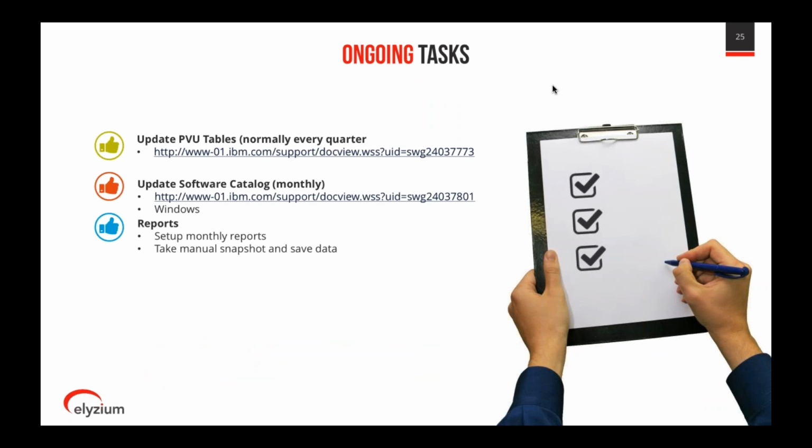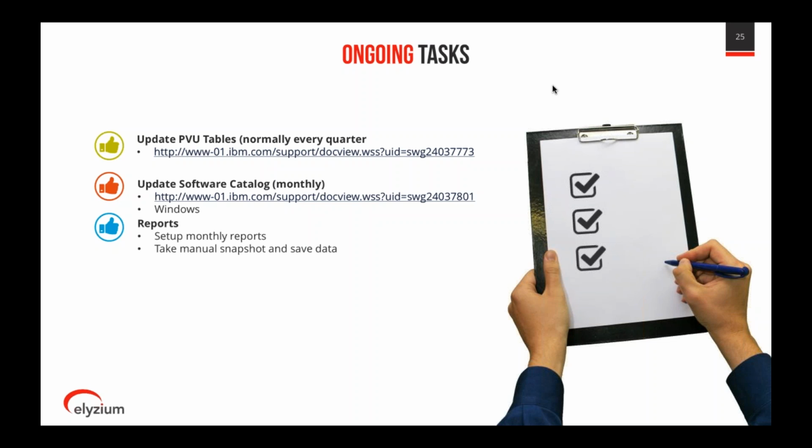So once you've got ILMT installed, you've done your classification, and you're happy with the reports, there are some things that you do need to do on an ongoing basis. IBM updates the PVU tables. It does really vary, but it can be almost as often as every quarter. As new hardware is released by various vendors, or if there are new CPUs available, IBM will release a new PVU table that you do have to update, and the link there takes you to whatever the latest PVU table is.